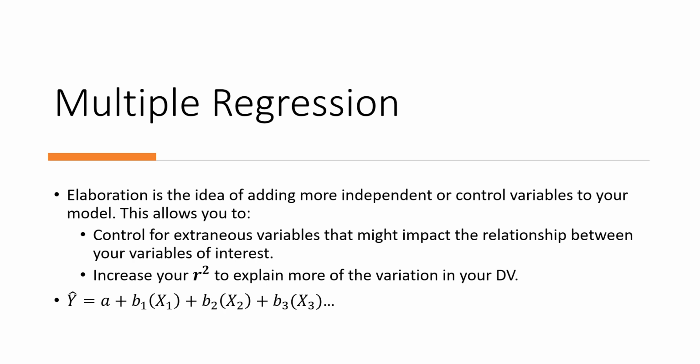This adding of variables that might relate to our relationship between our independent and dependent variable is called elaboration. Elaboration is the idea of adding more independent or control variables to your model. This allows you to control for extraneous variables that might impact the relationship between our variables of interest, and also increase our coefficient of determination, or R squared, to explain more of the variation in our dependent variable.